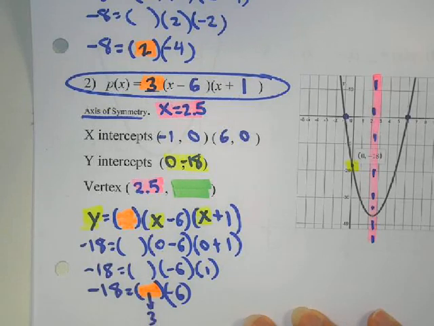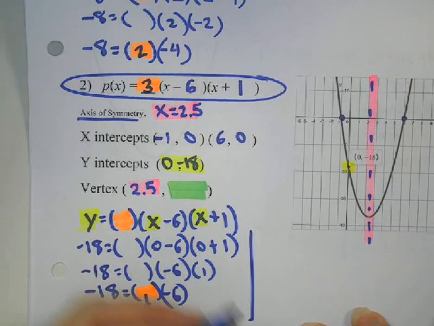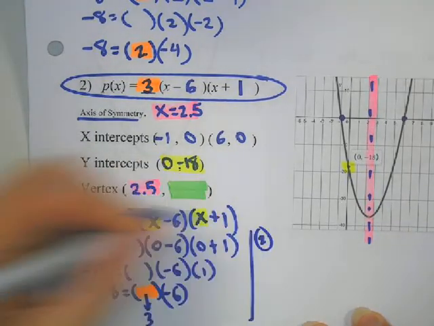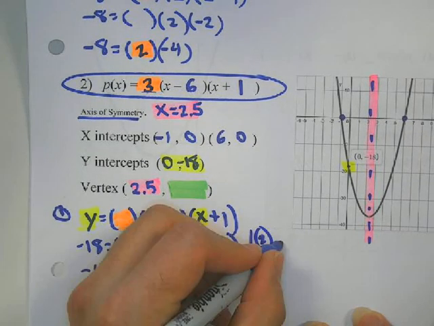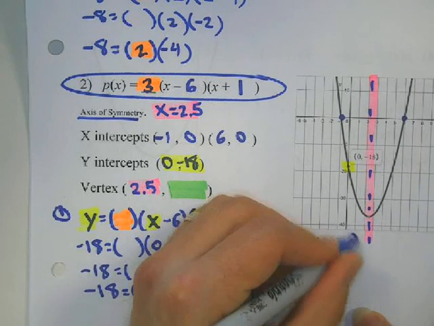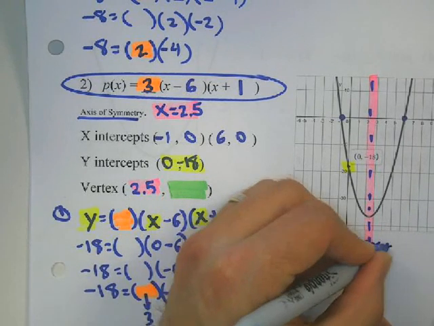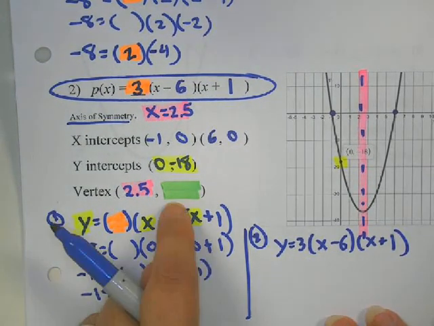Okay, and so now I need to find the vertex. So now that I know that's 3, this was the first thing we did. So now I'm going to say, okay, we get y equals 3 times x minus 6 times x plus 1. Okay, so now that I know that orange value is 3, let's try to find the vertex.